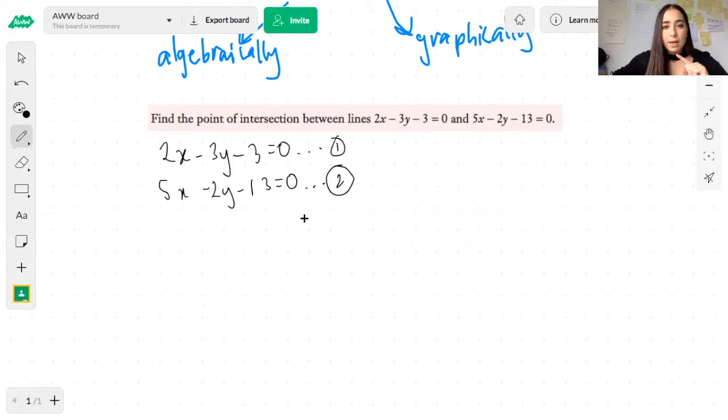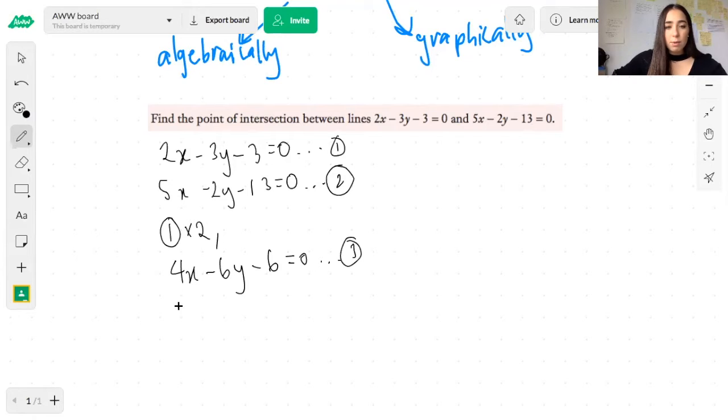That requires me to ensure that whatever variable I want to eliminate has the same coefficient in both the equations. So let's just say that I want to eliminate the variable y. I need to make sure that their coefficients are the same. That means I'm going to transform them both to have the coefficient of 6. In order to do that, I need to times equation 1 by 2. That gives me 4x minus 6y minus 6 equals 0. Giving me a new equation.